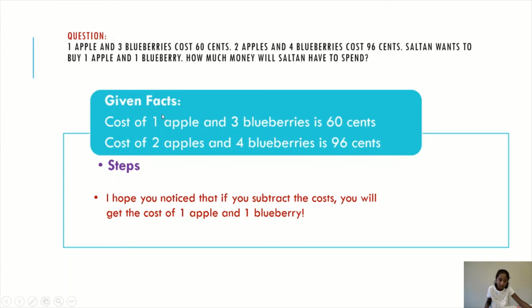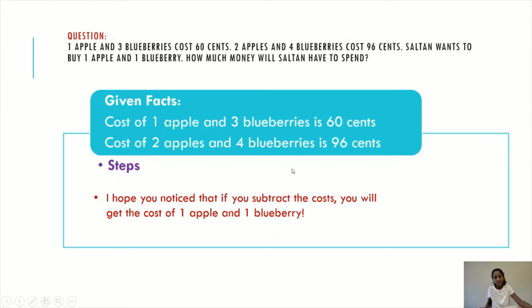See, if you subtract the cost of 2 apples and 4 blueberries, and 1 apple and 3 blueberries, if you subtract 1 apple from 2 apples, you get 1 apple. And now for the blueberries. If you subtract 3 blueberries from 4 blueberries, you will get 1 also. So 1 apple and 1 blueberry.